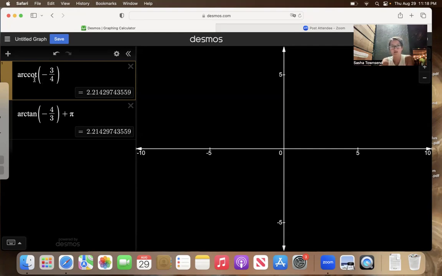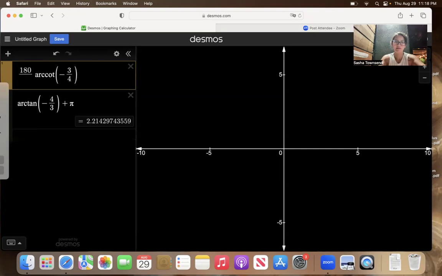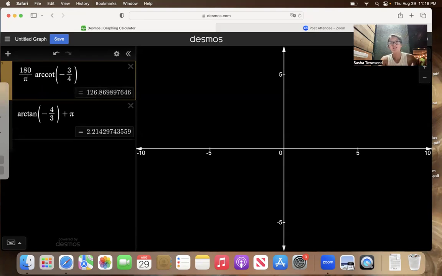So I asked it to compute arc cotangent of -3/4. It gave me this angle of 2.21 radians. I think I want to multiply by 180 and then divide by pi. So that's 126 degrees. That sounds about right. The reference angle is pi minus that. Or whoops, not pi minus that. Let's do 180 minus that. So the reference angle is 53 degrees.